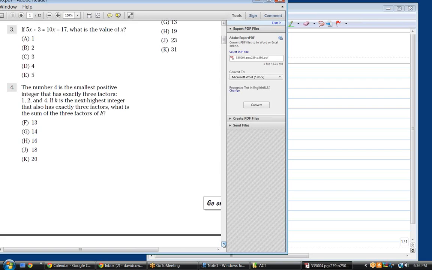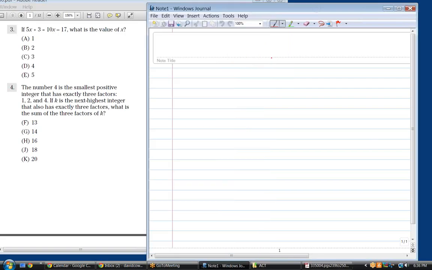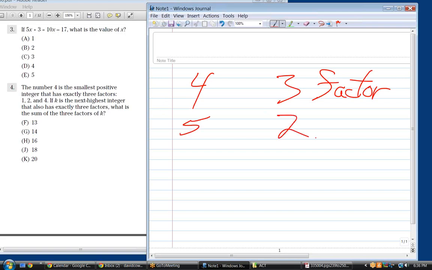So what's the next number that has exactly 3 factors? Exactly what? 3 factors. Oh, okay. 16. No, just count from 4 up. In other words, 4 has 3 factors. Let's try 5. How many does 5 have? I didn't read that question. 5 has 2 factors. Okay, so let's count up until we find one that has exactly 3. Okay, so 6 has 4.